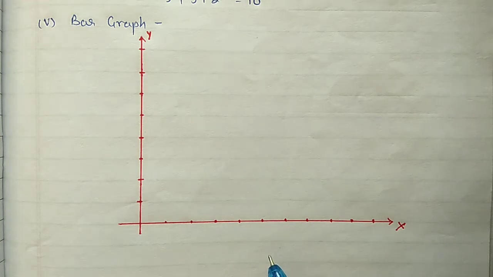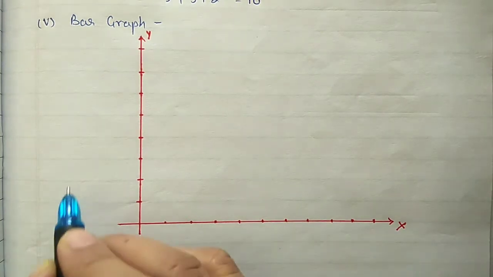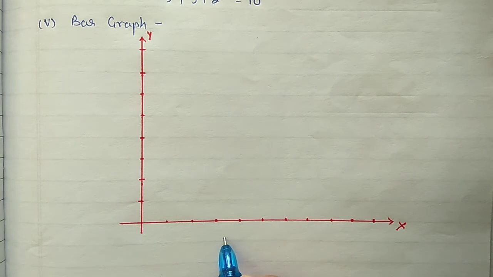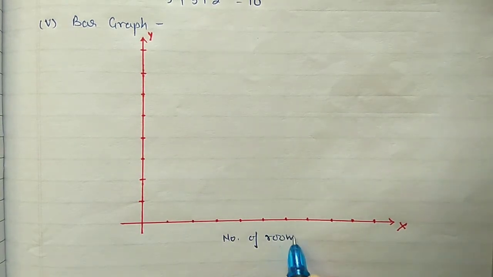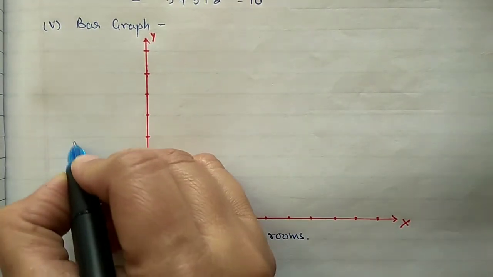Now we have the number of houses and the number of rooms. So one we will represent on the horizontal line, another one on the vertical line. On this horizontal line I am representing the number of rooms, and here I am representing the number of houses.